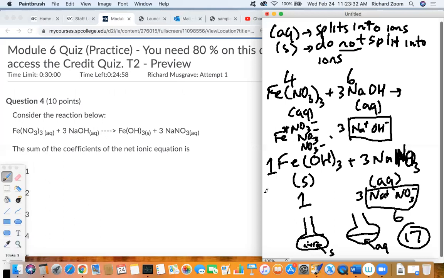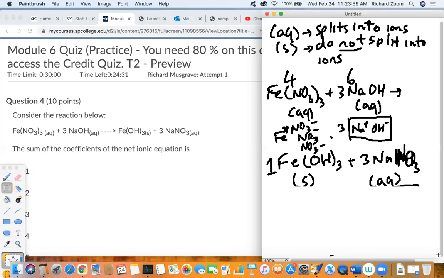Okay, let's look at the net ionic equation. Now, if I was to do this from the full equation, it's the same thing here, but what I would do is cancel out what was exactly the same on each side. I'm going to write out the full ionic equation just so you can see it in all its glory, and then I'll show you an easy way of getting the net ionic equation as well. But this is the full ionic equation.